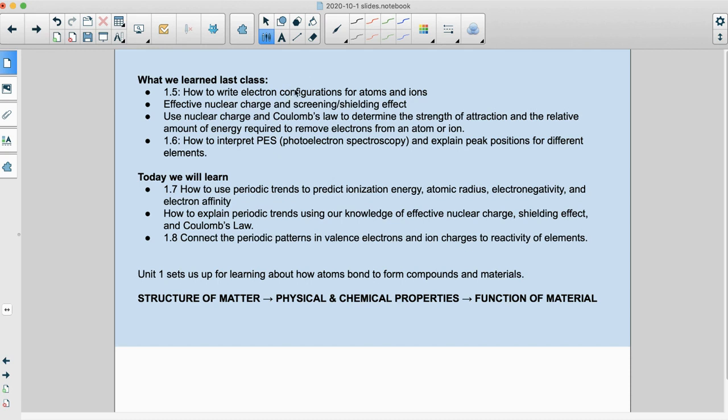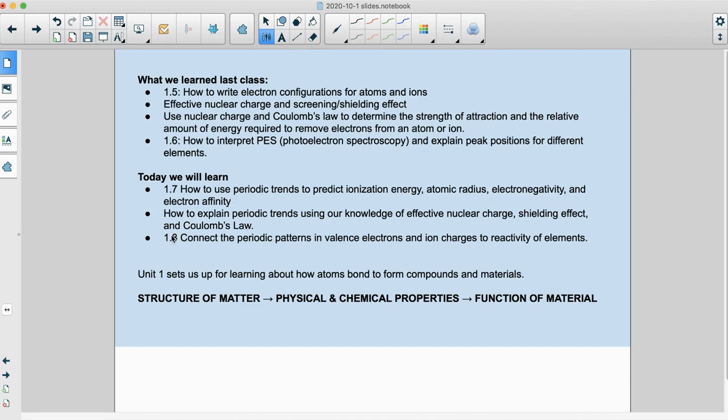So a recap of what happened in the previous class. The previous class learned how to write electron configurations, talked about effective nuclear charge and the screening or shielding effect. We talked about Coulomb's law and how the nuclear charge was used to determine the strength of attraction and the amount of energy required to remove electrons from an atom or an ion. And we learned how to interpret PES data and explain the peak positions for different elements. So today we'll cover how to use periodic trends and how to explain the trends using our knowledge of effective nuclear charge, the shielding effect, and Coulomb's law.